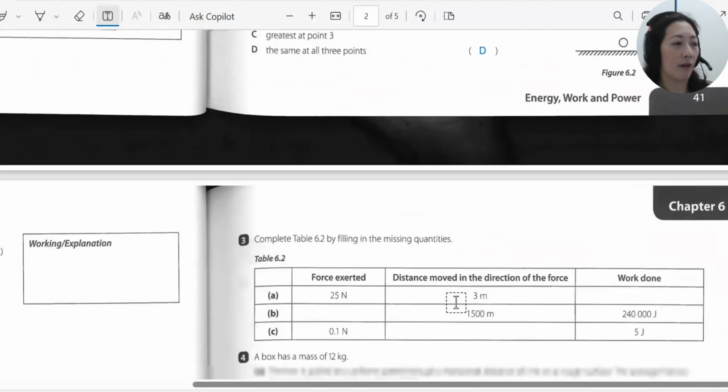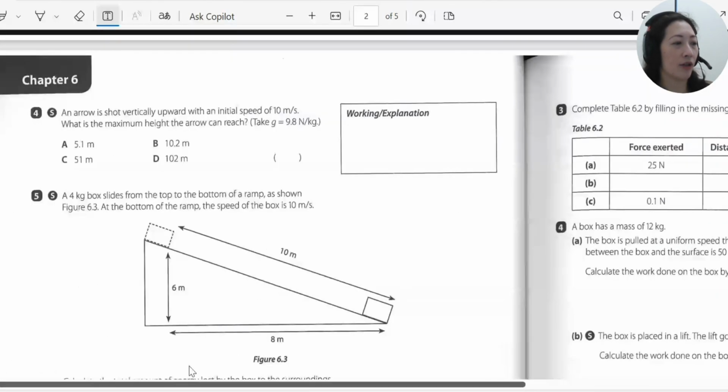All right, let's move on to question 4. An arrow is shot vertically upward with an initial speed of 10 meters per second. What is the maximum height the arrow can reach? I know some students get stuck here because you know the kinetic energy equation is half mv squared, but the question is asking for the maximum height. So how do you solve this question?